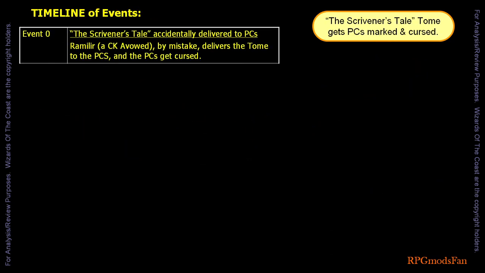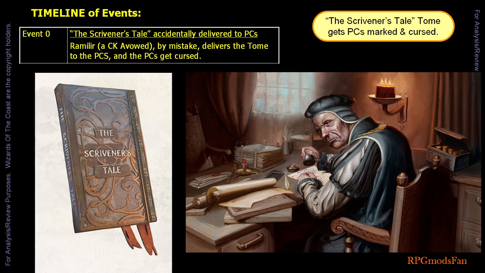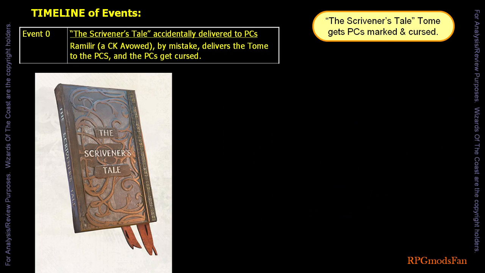The adventure starts with the player characters doing research in Candlekeep. Remelier, one of Candlekeep's avowed, is assisting the adventurers in their research. Along with other books, Remelier also picks up the cursed Scrivener's Tale book by mistake, and delivers it to the player characters. When any member of the adventurers' party reads the book, then all of them will feel magic wash over them, and all of them get afflicted by a supernatural malediction, known as the Scrivener's Mark.